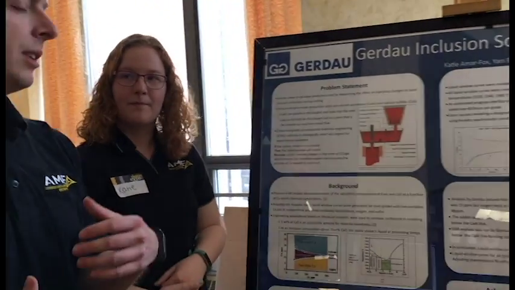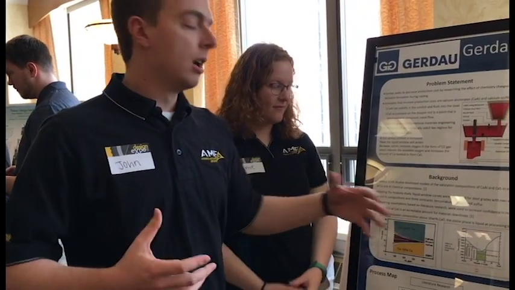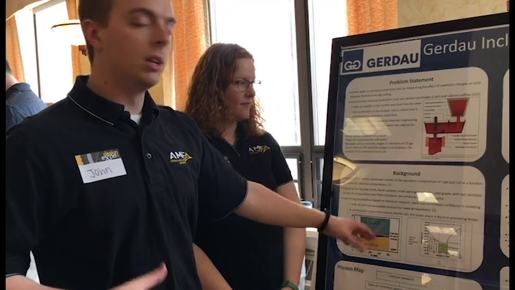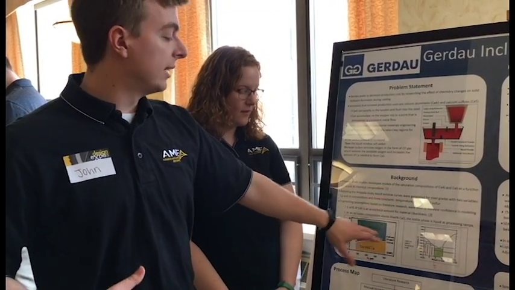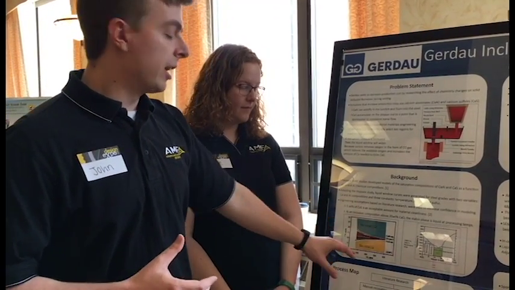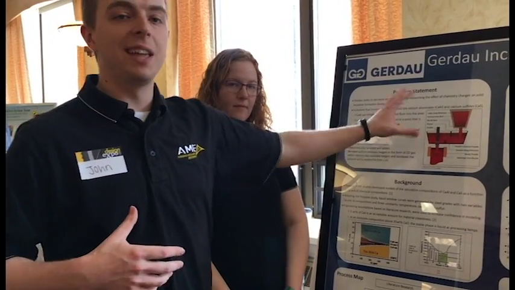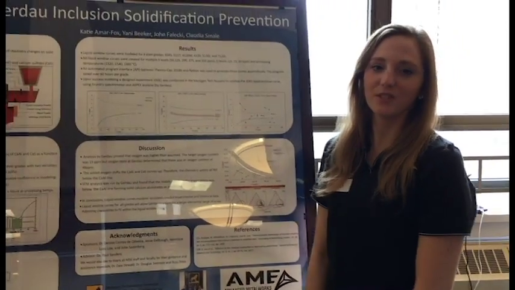And so what we found in literature research, and some information we got from our sponsor, is that we can model this by comparing calcium parts per million to aluminum parts per million. If we have too little calcium, that's when we form calcium aluminates, which is in that yellow region right here. And if we have too much calcium, we form calcium sulfides, that's this blue region right here. But if we have the right amount of calcium at the right amount of aluminum, we have this purple region, which is our liquid window curve, where we will no longer have the issues that we explained earlier in the tundish.